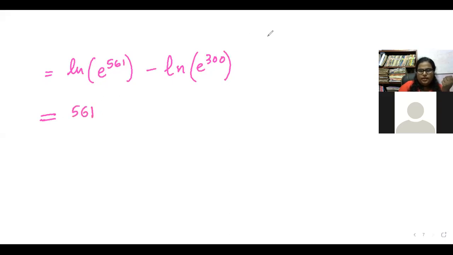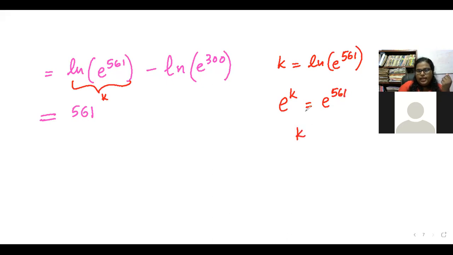Take this as some variable, let's call it k. So k is equal to ln e to the power 561, right? So we can write e to the power k should be equal to e to the power 561, since the base is e here. So the bases are the same, so k is equal to 561. So that's the way this 561 came here.